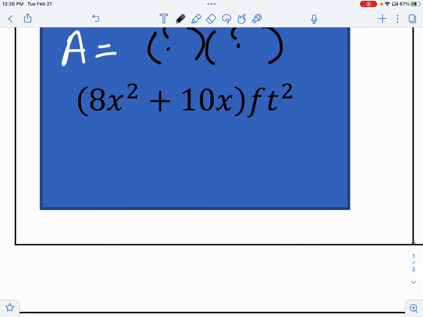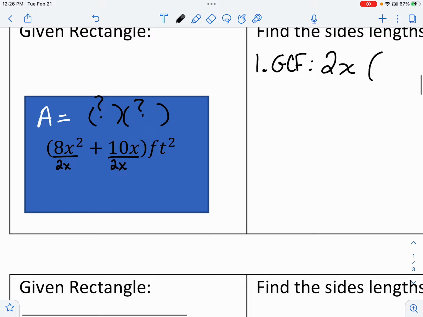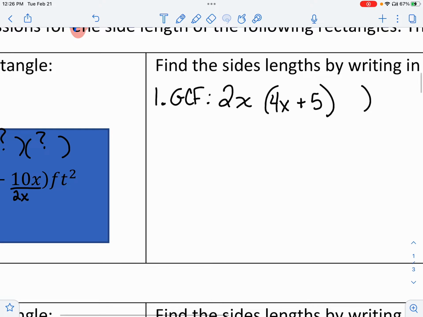Divide by 2x, divide by 2x. That's going to turn into a 4x when I take that out, and add 5, because 10 divided by 2 is 5 and the x's disappear. What I need you to understand here is that this isn't to the second power and there's no other GCFs left. So that's prime now, as is this one. That was perfectly fine written that way.